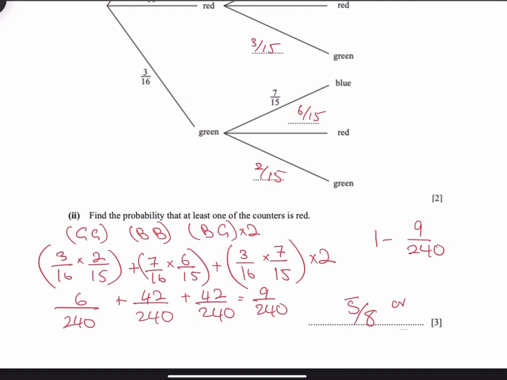Or if you just wanna, without simplifying, that's 90 people, 90, not a 9. Minus 90, that is 150 over 240. 5 over 8, and that is that, everybody.